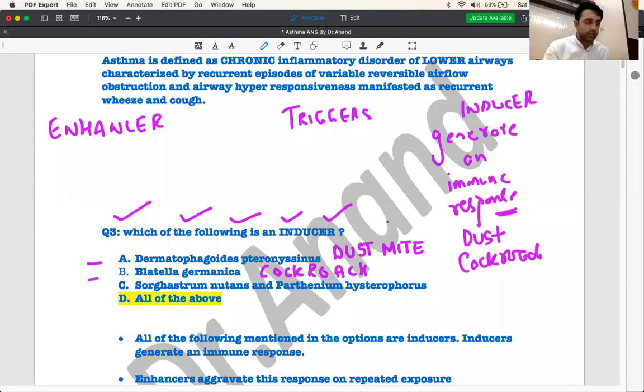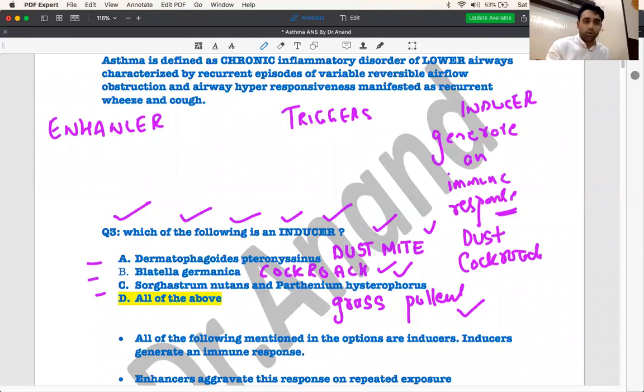Number 1 is dust mite. Second, Blattella is the cockroach. And option C, Sorghastrum nutans, is the grass pollens. These are just the other names you should know. So dust mite, cockroaches, and grass pollens are various inducers which generate an immune response. That is the first thing.